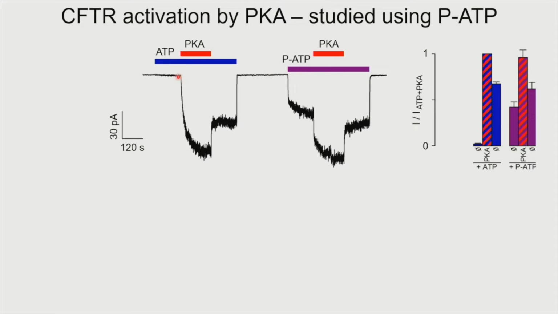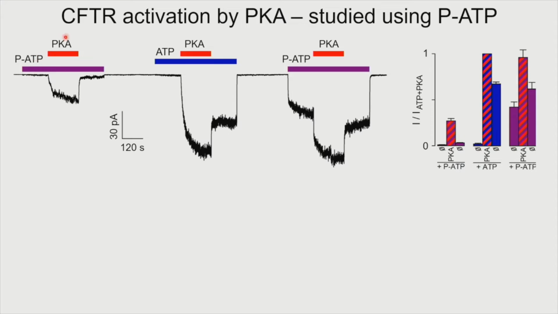What was even more surprising is that even this tiny activity of unphosphorylated channels in the presence of PATP can be robustly stimulated by PKA exposure. However, in contrast to the effect of PKA in ATP, which leaves a lasting effect that must reflect phosphorylation, the effect of PKA in the presence of PATP is again completely reversible.